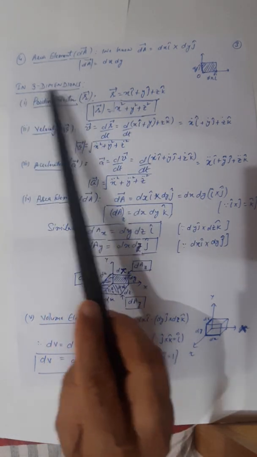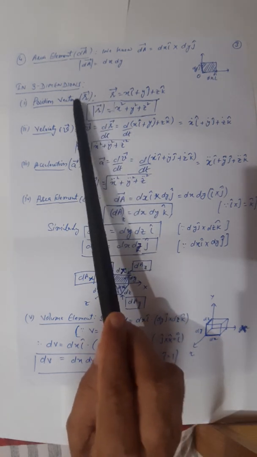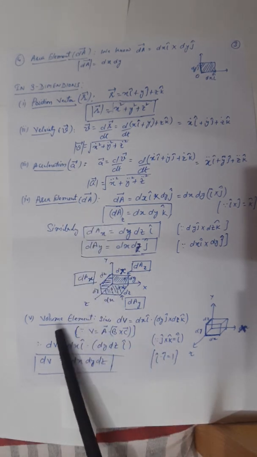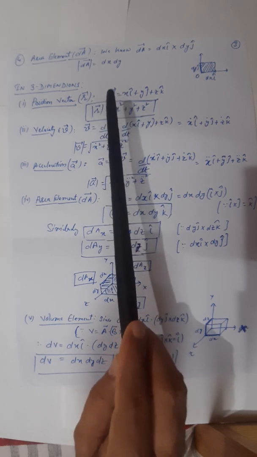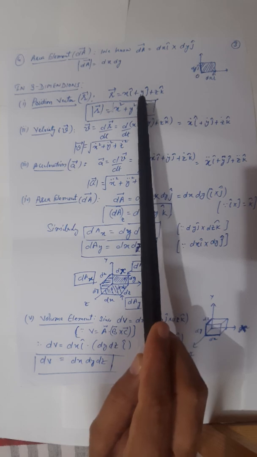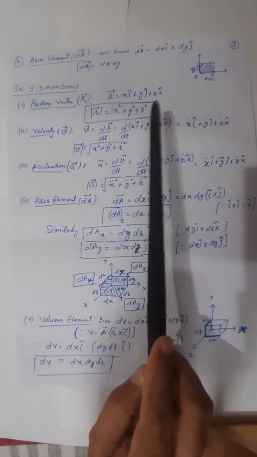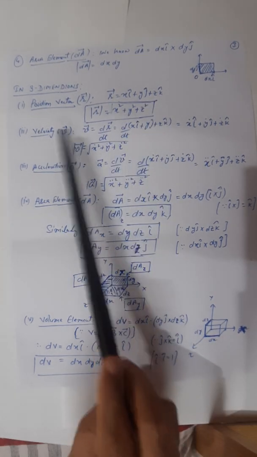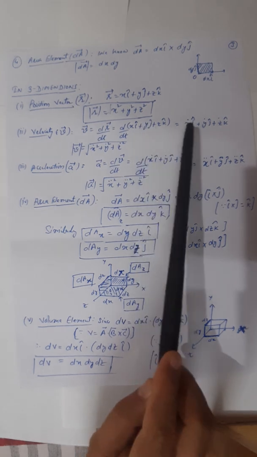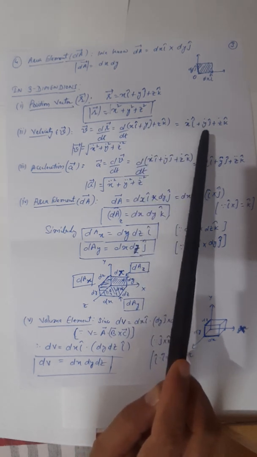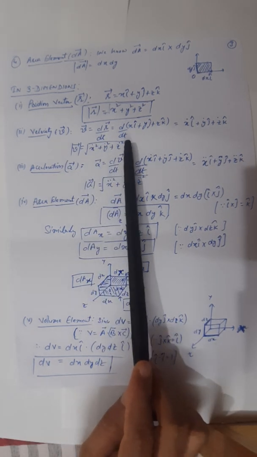Now, in 3D, the second part, the same 5 parameters, that is position vector, velocity, acceleration, area element and volume element in this system. We know that in 3D this r vector may be written as x i plus y j plus z k, and its magnitude becomes the square root of x square plus y square plus z square. Similarly, velocity is the rate of change of r, and putting the value of r here, we will get x dot i cap plus y dot j plus z dot k, and its magnitude is the square root of x dot square plus y dot square plus z dot square.